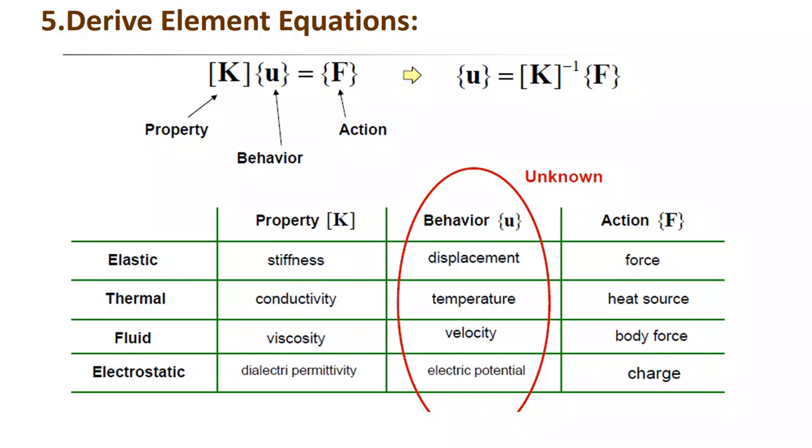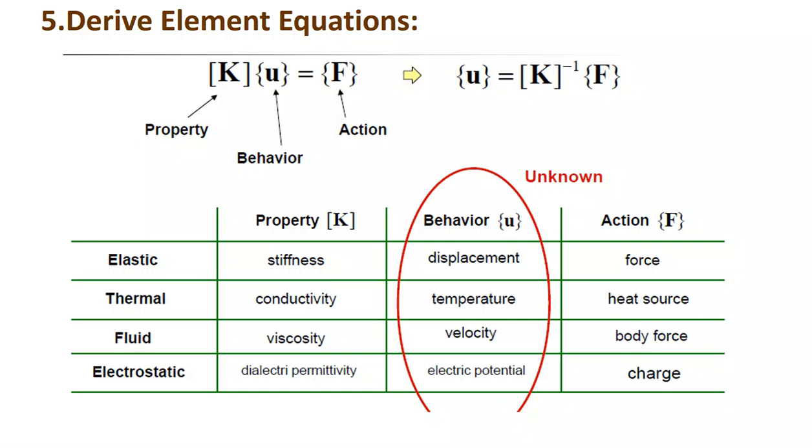So here they are classified for different applications as property, behavior and action. For an elastic structural material, the property is stiffness, the behavior is displacement, and the action is force. If we apply a force to a particular stiffness of a particular object, the displacement will be the output. For thermal, conductivity is the property, temperature is the behavior, and the action is a heat source. We apply a heat source, and based on the conductivity, the temperature will flow.